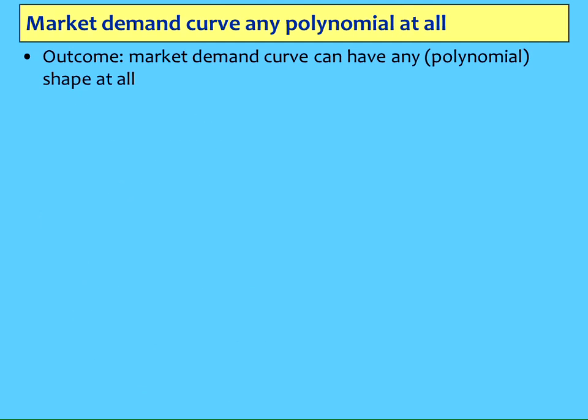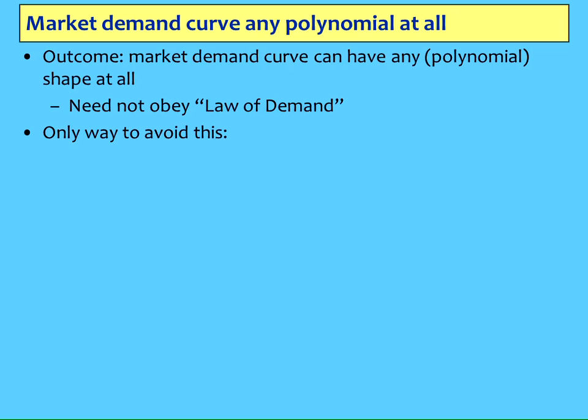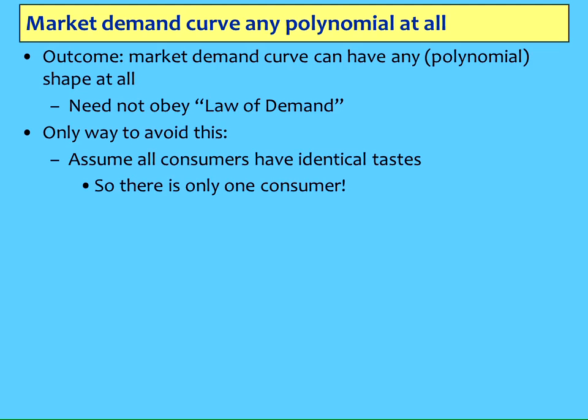So the outcome is that the particular pivot point that is fixed in deriving it for an individual is bouncing all over the place, up and down for both agents. You're adding it all together and you get any old curve you like. You can define it that way by adding the two points together. So the only way you can avoid it is by assuming that all consumers have identical tastes, which means there's only one consumer.